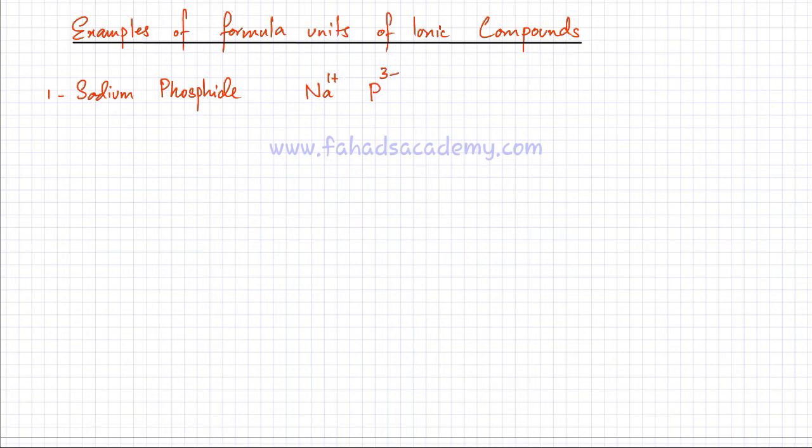And then I'm going to use the crisscross method. If I use the crisscross method, I get the 3 over here and the 1 over here. So the formula of the ionic compound would become Na3 and P would be 1. You just don't write 1 because that's obvious. So this is the formula of sodium phosphide. It's going to be Na3P.